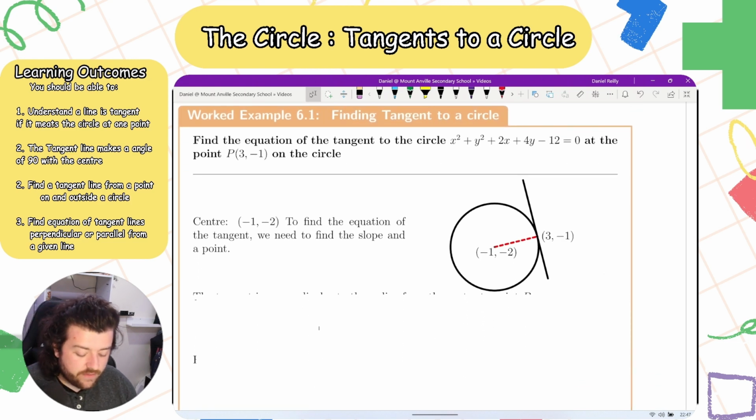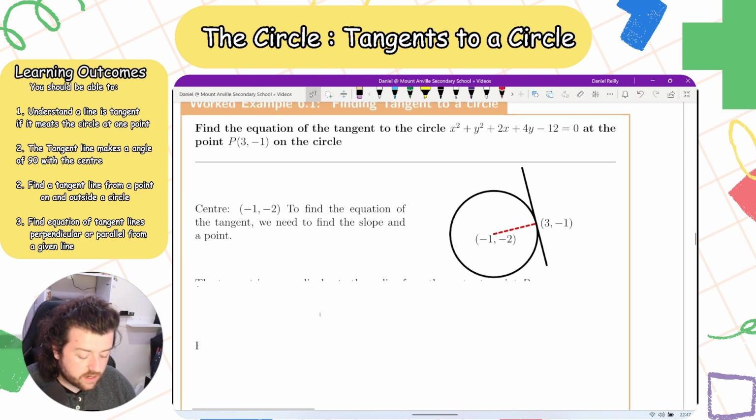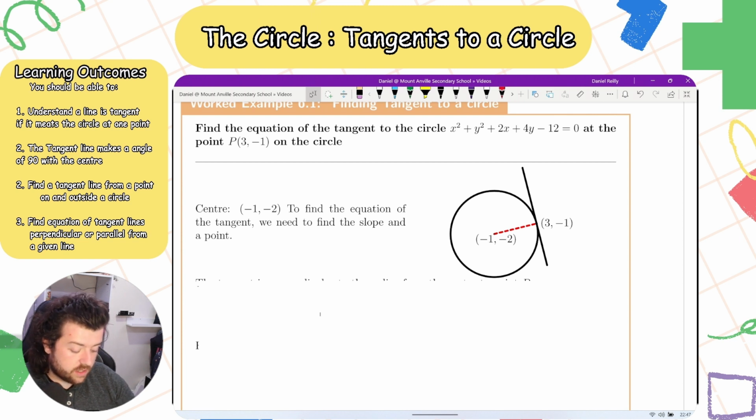Find the equation of the tangent of the circle x squared plus y squared plus 2x plus 4y minus 12 equals 0 at the point (3, -1) on the circle. So it looks something like this. It intersects at this point, and I have my center point here. I want to find the equation of this line, so we need a point and a slope. So let's calculate the slope.